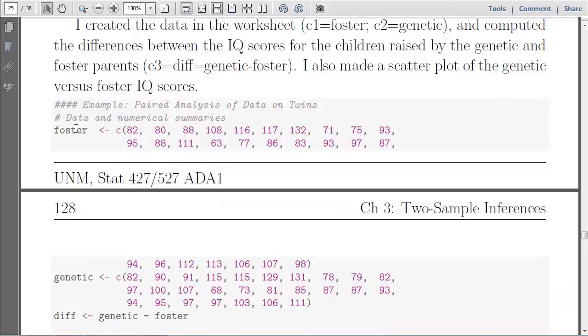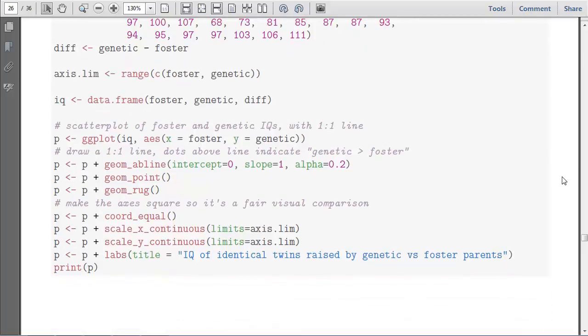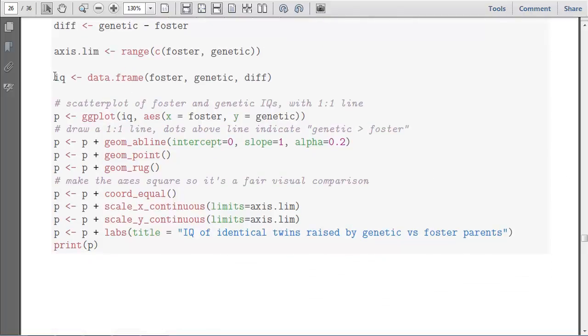This is old stuff. So we're going to create foster IQs and genetic IQs, and of course the sample sizes between these two groups are the same. And we're going to create a third variable called diff, which is the difference between them. We're setting the axes limits as the range of all those values. And I'm making a single data frame called IQ, which has 3 columns: the foster, the genetic, and the differences, all in one data frame. So if you're running the code, you can type IQ after you've run this, and you'll see those 3 separate columns. Finally, I'm going to create a plot, and the plot's going to look like this.